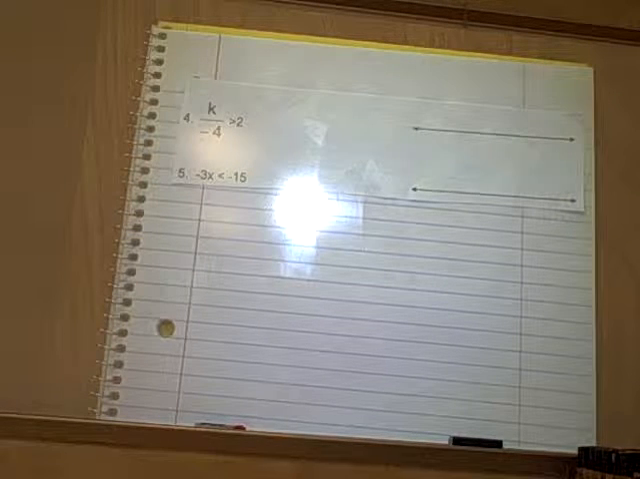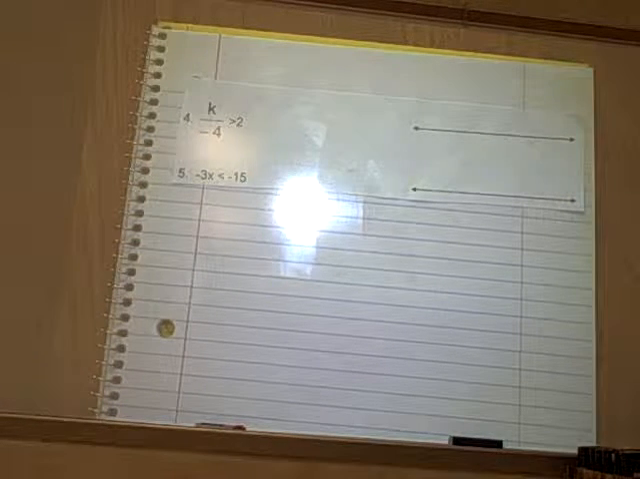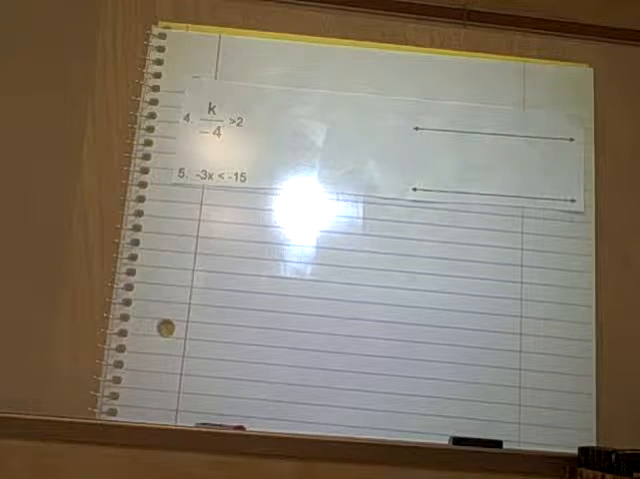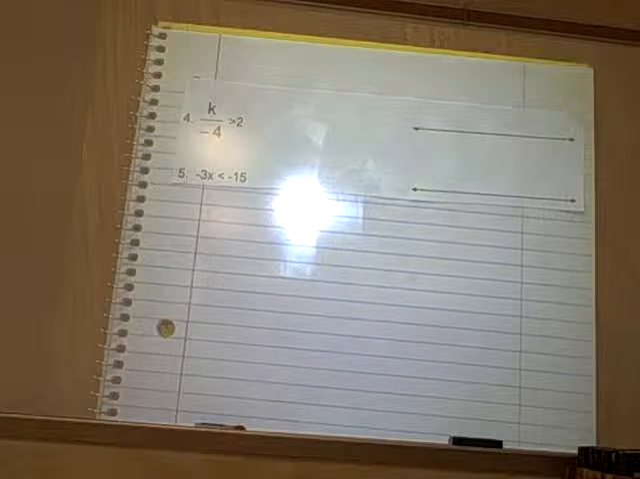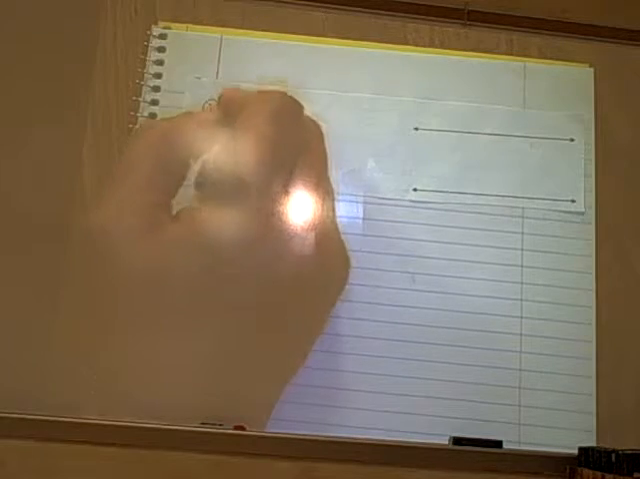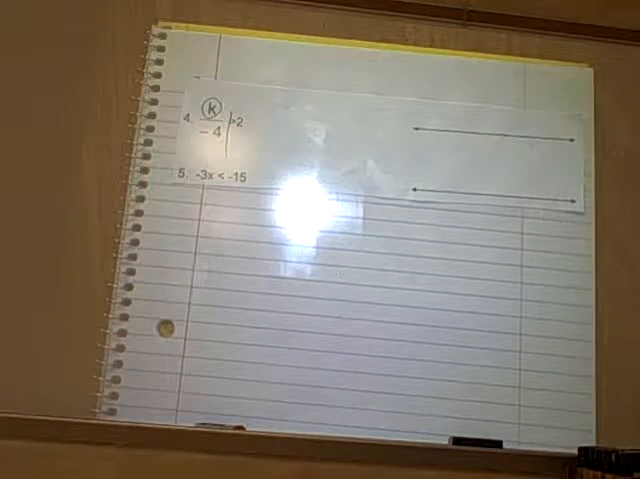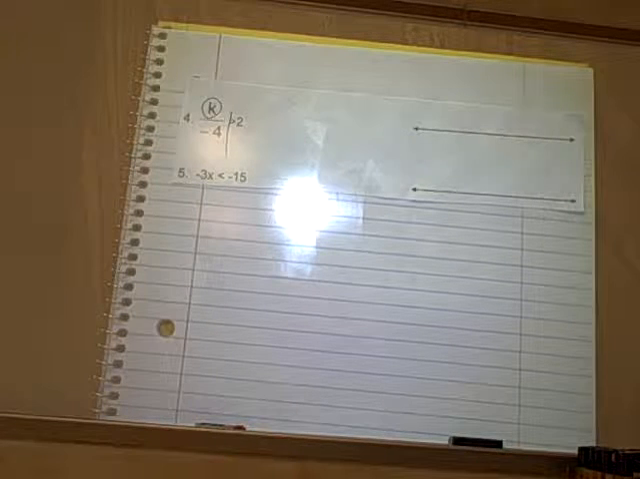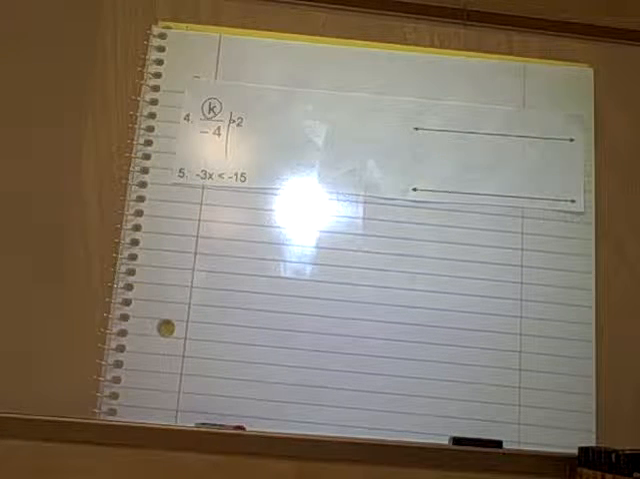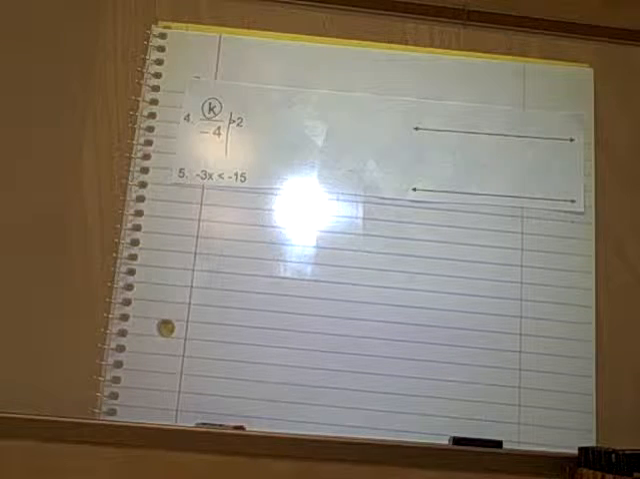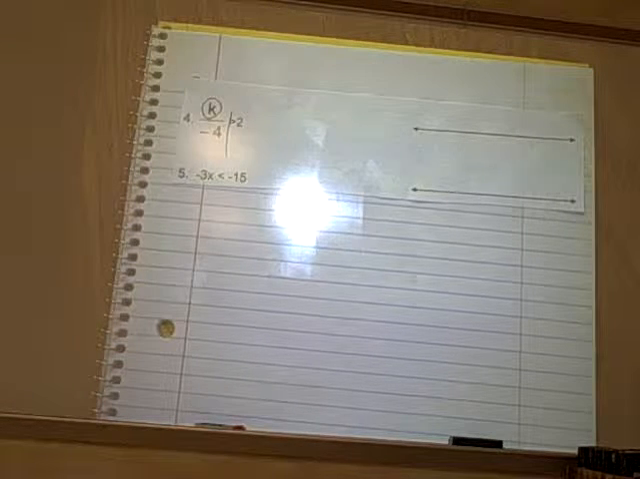Okay, look at number 4. I have k divided by -4 is greater than 2. So here's my variable. If I draw my line down the inequality symbol, k is being what? It's being divided by -4. So what are you going to do to fix that? How do you unwrap that step?